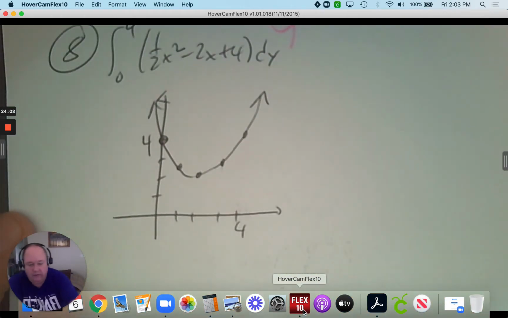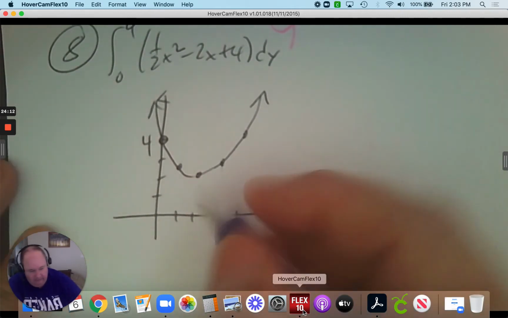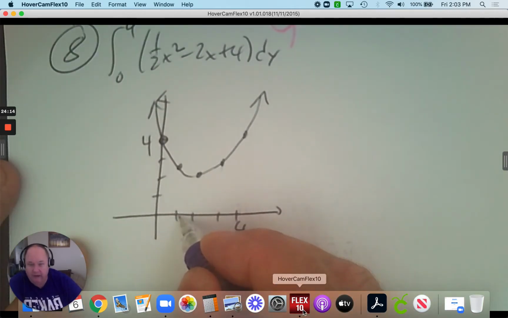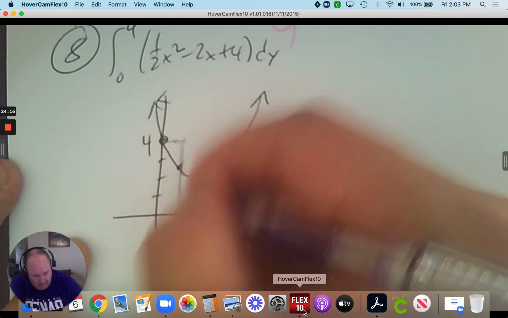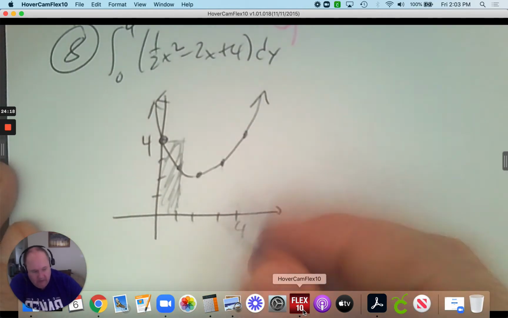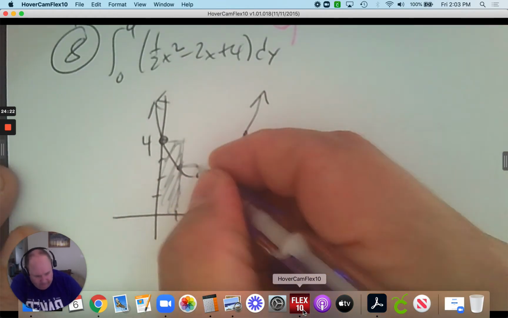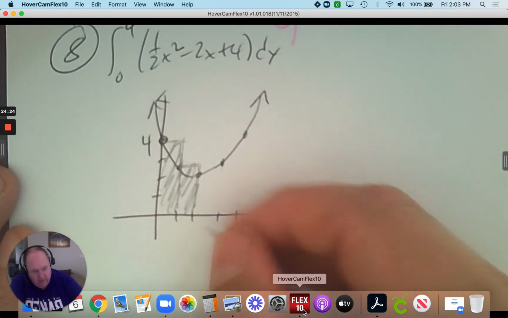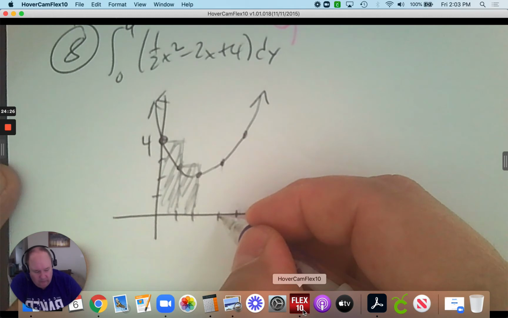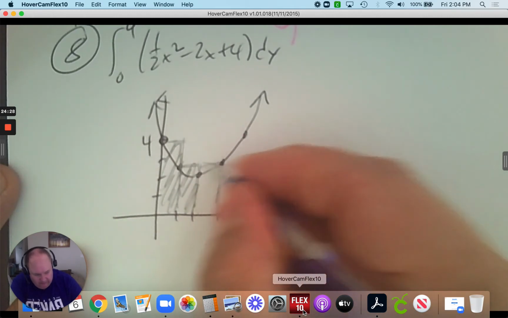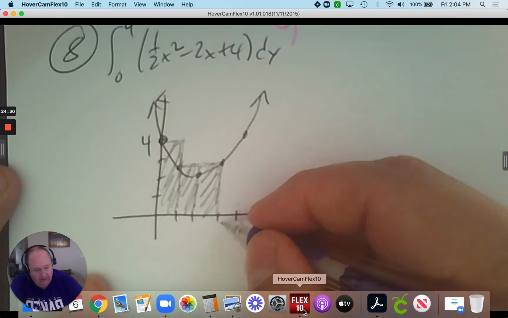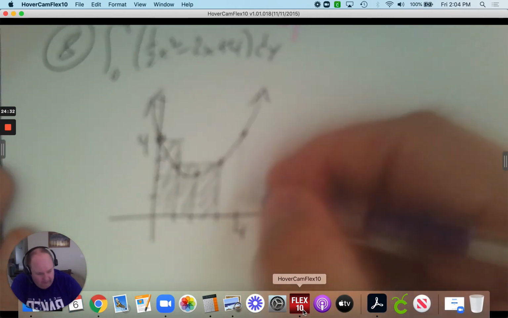So when it's the higher one, then we're going to use the highest height in the interval. From 0 to 1, what's the highest height? We're going to use that. From 1 to 2, the highest height would be at 1. From 2 to 3, the highest one would be at 3. And then from 3 to 4, the highest one would be at 4.